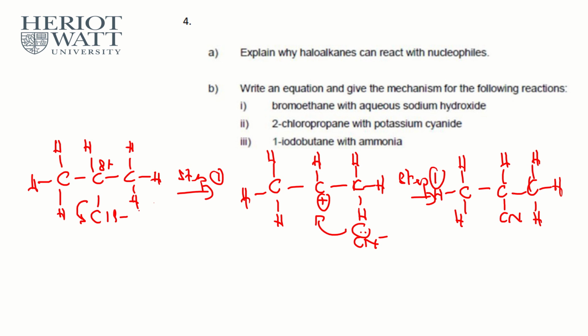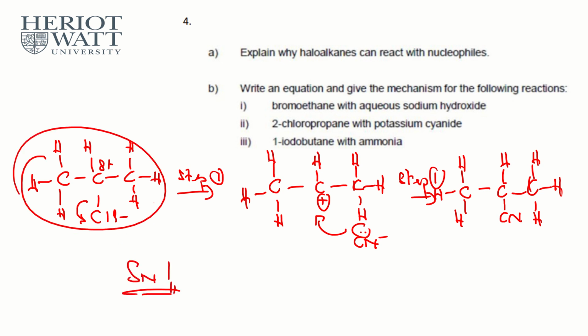Since the very first step involved only 1 molecule, hence this is SN1. See that? In SN1, you will get a carbocation as an intermediate. In SN2, no. You will get a transition state and move straight on to the products. So this is how it looks.